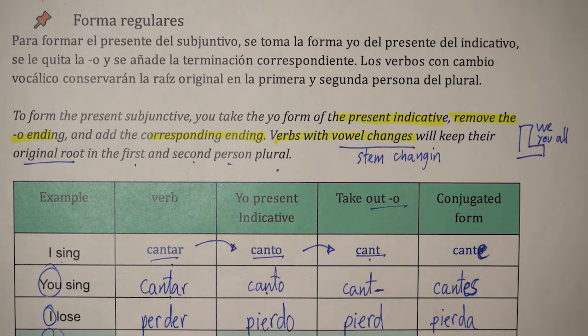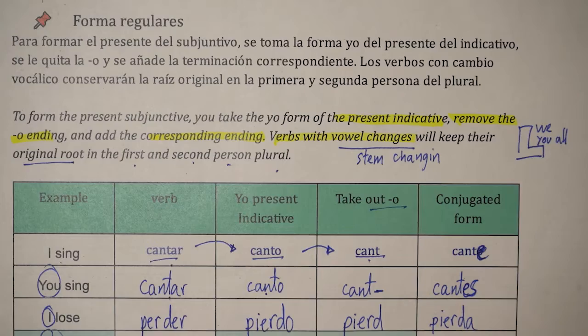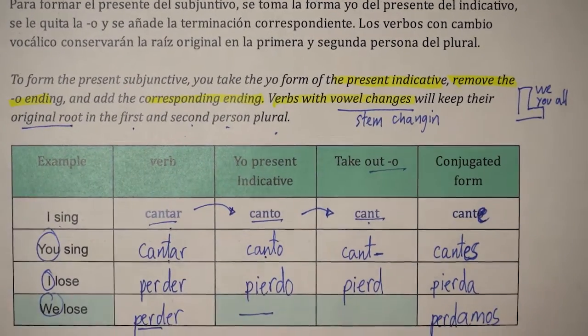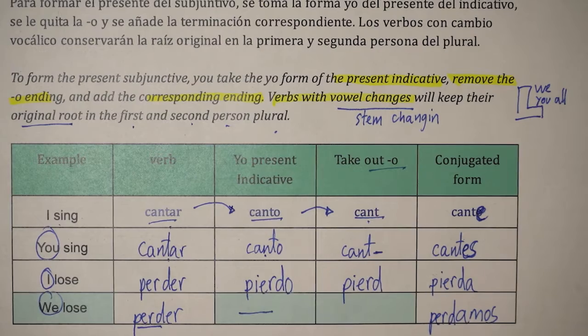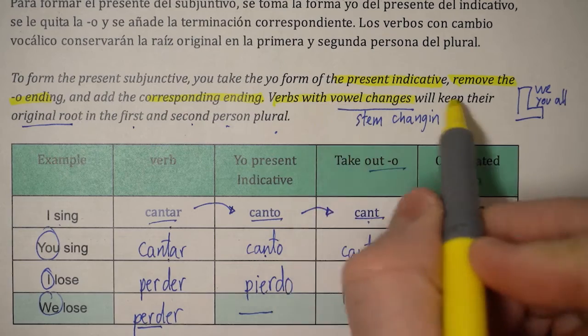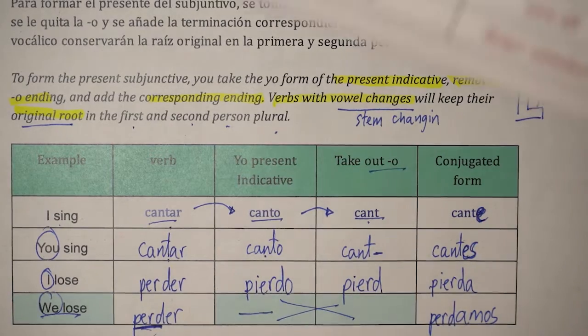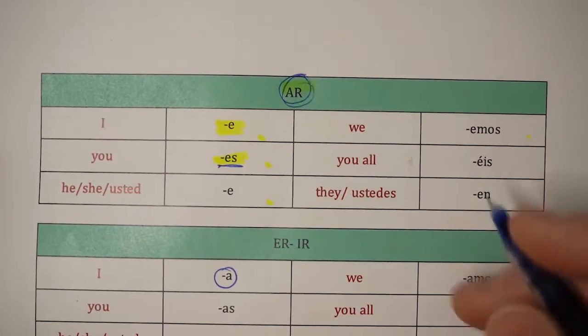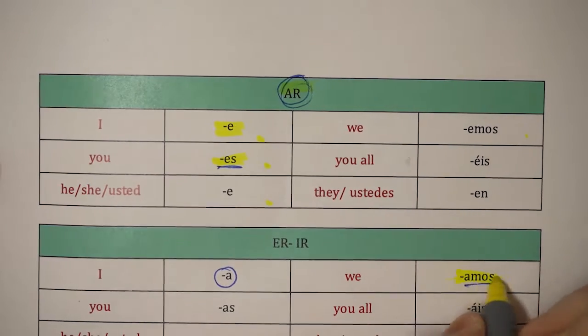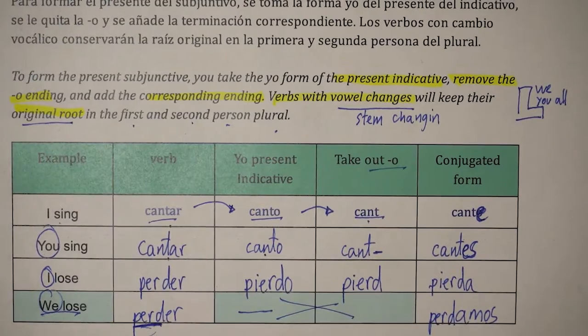Okay, and now I want to stop 1 second in the one that is we will lose. That one, as you can see, is highlighted because we need to remember about the rule that the verbs with vowel change will keep their original root. This is one of those cases. The verb is in the first person plural, we, so it keeps the original root, perd. So we don't have to do those steps. We just conjugate with the stem perd and the ending, perdamos, because it's we, right? So perdamos will be the answer on this one.